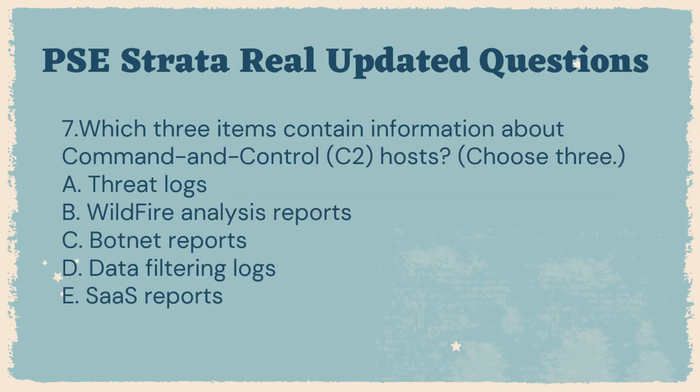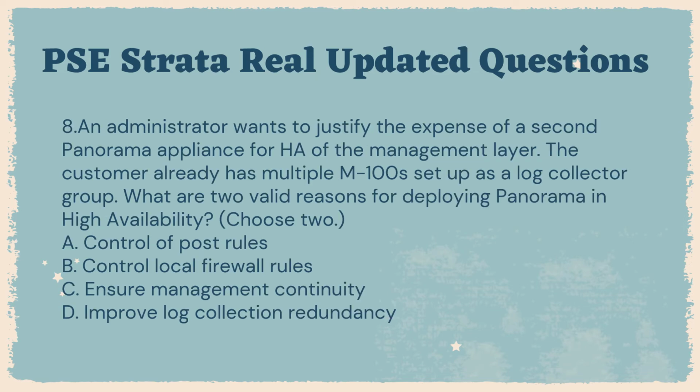7. Which three items contain information about command and control (C2) hosts? Choose 3. A. Threat logs. B. WildFire analysis reports. C. Botnet reports. D. Data filtering logs. E. SaaS reports.